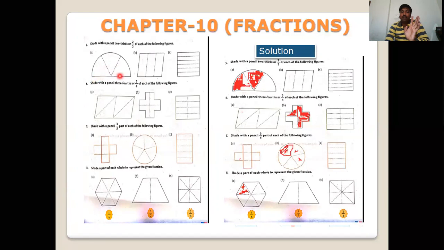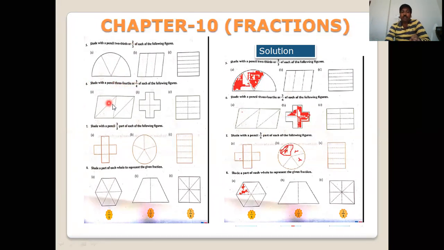Here we see the total number of parts, which is written under this, and 2 is the part to be colored. I have solved questions 1 and 2 of question number 5, and now do the rest of the questions yourself. And now here is question number 6, shade with the pencil 3/4.